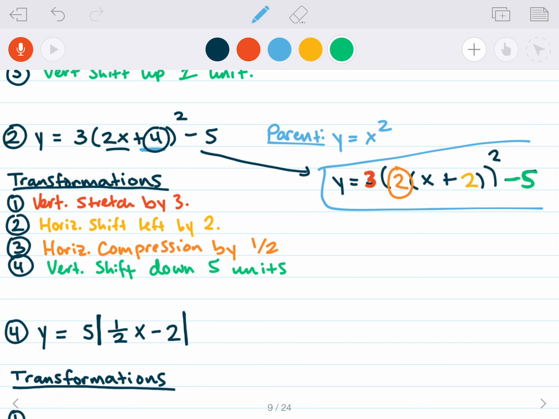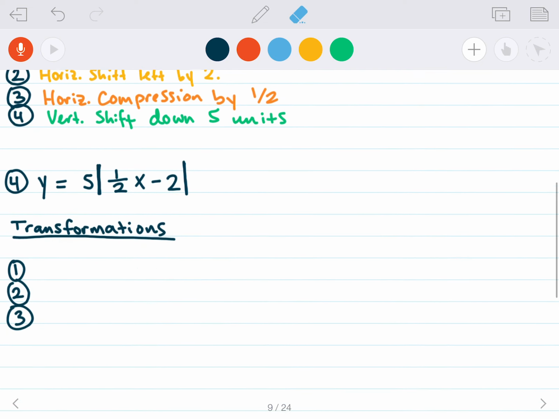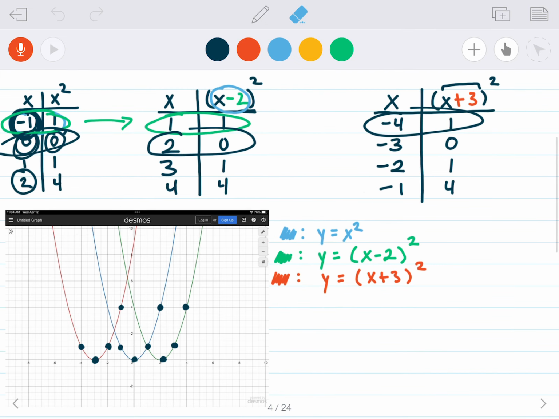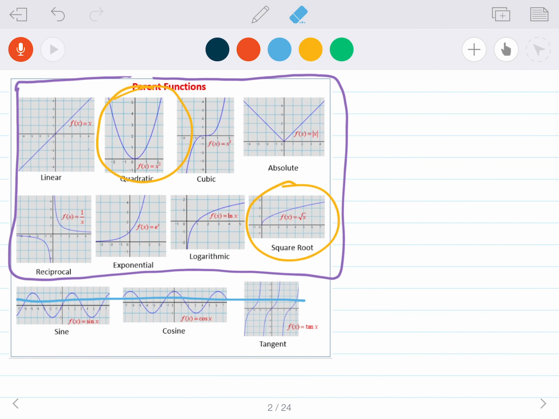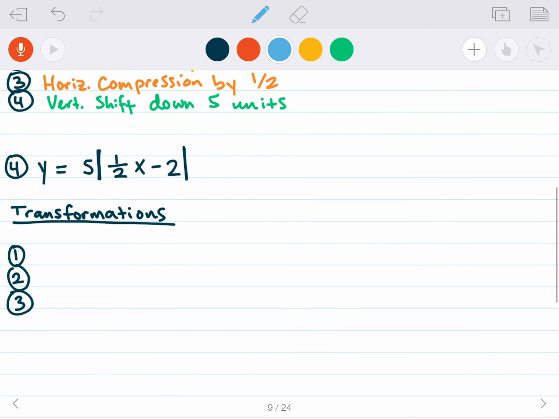Let's take a look at one more. So what would the parent graph for this guy be? 5, absolute value of 1/2 x minus 2. Well, it's got to be the absolute value function, right? Because we have an absolute value, the other ones don't. So our parent function is just going to be simply the absolute value of x.